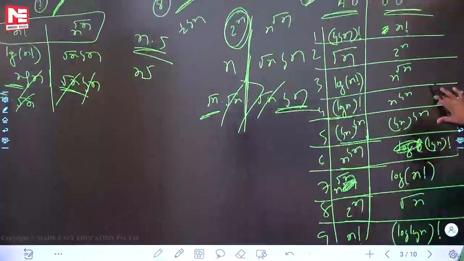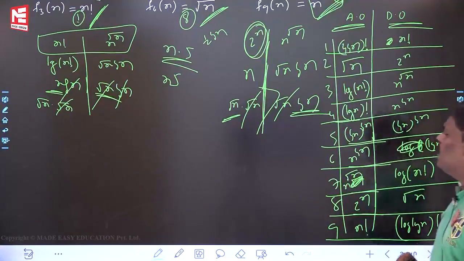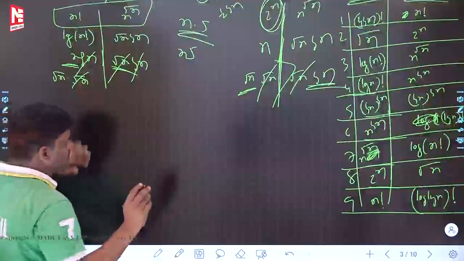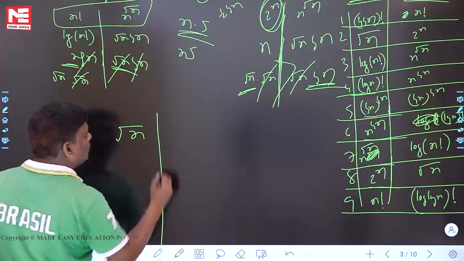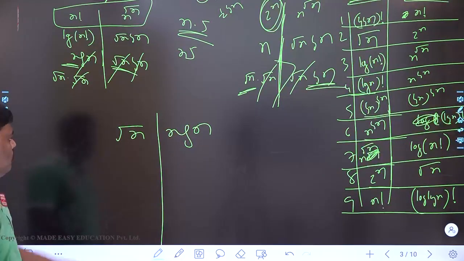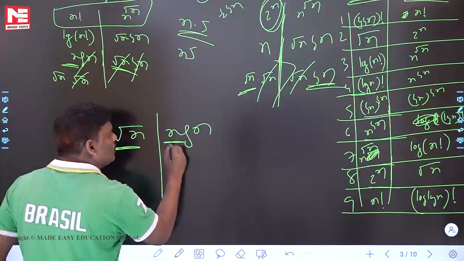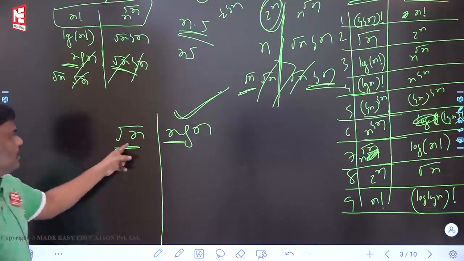It is the ascending order, and it is the descending order. If you know one order, you will get the other one. And one more small line, please listen. Root n, n log n. Who is bigger? Everyone knows. Here root n is there, here n is there. Everyone knows n log n is bigger.